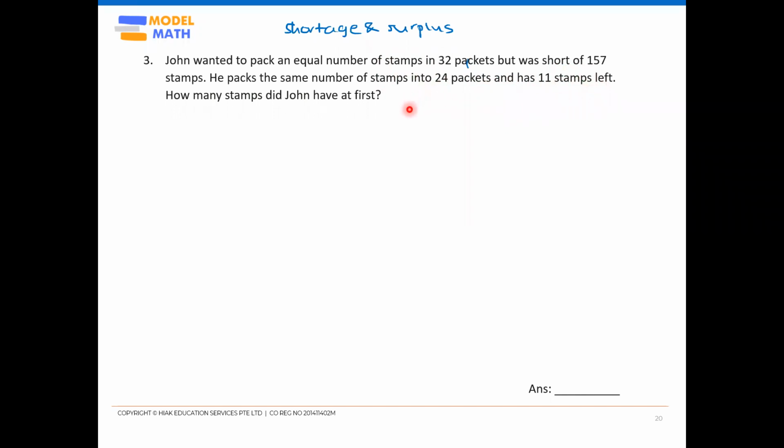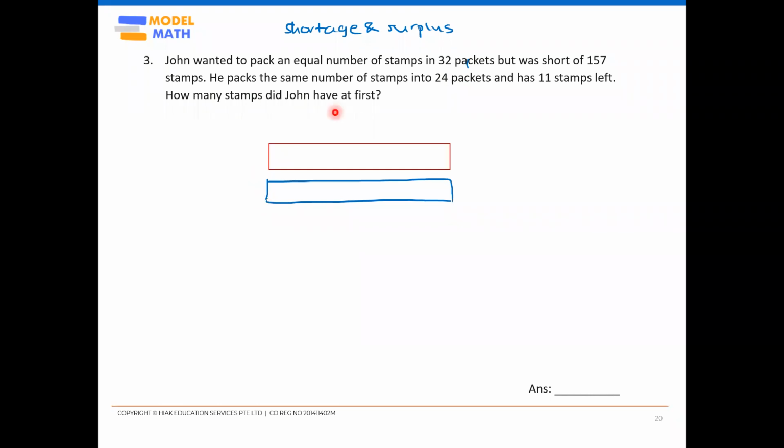Right? So in the two scenarios, when you do a shortage and surplus question, you have to draw a model out. In the two scenarios, what is the same at the beginning? Think about that. In both scenarios, the same thing is the total number of stamps that John has. So we're going to start off by drawing the total stamps for scenario 1. Do the same for scenario 2. Draw the same total.